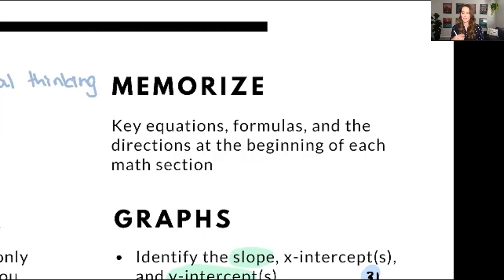Even if they come to me and they're like, yeah, I procrastinated, I waited until the week before to memorize this stuff, or the day before, and I increased my score by 200 points.